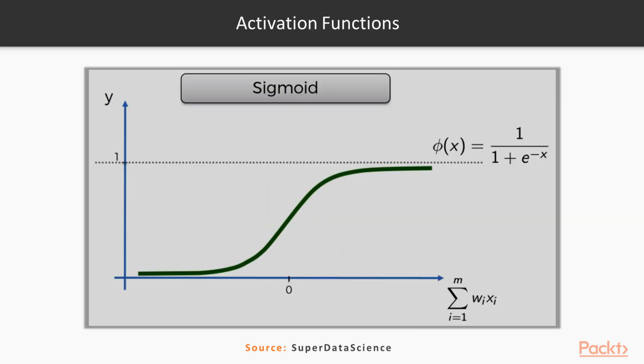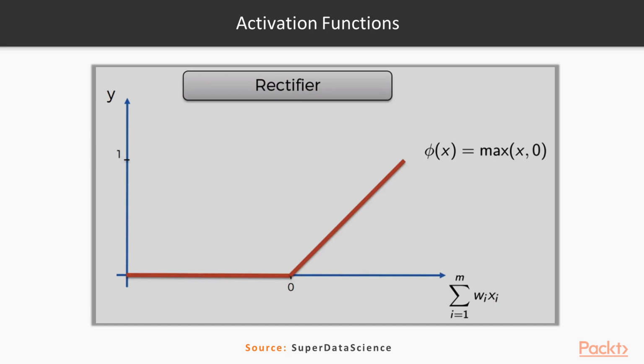We will talk about some of the most popular activation functions. This is the sigmoid activation function, and here you can see the formula. It always gives the probability of an event happening. When you need to predict probabilities, we use the sigmoid activation function because it always gives a probability between 0 and 1. There is another popular activation function, the rectifier linear unit activation function.